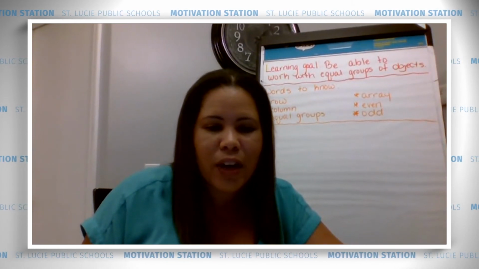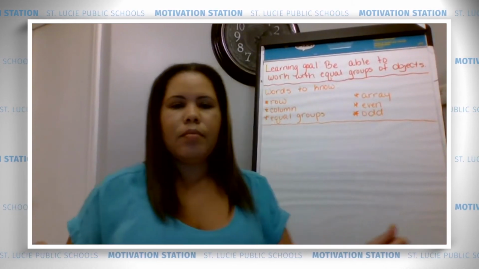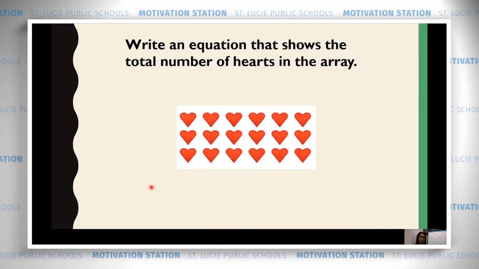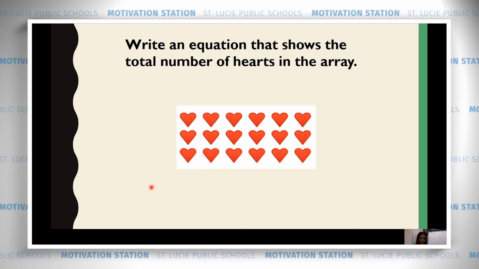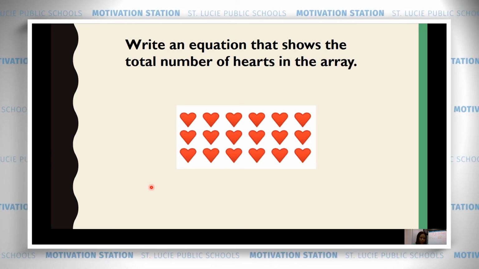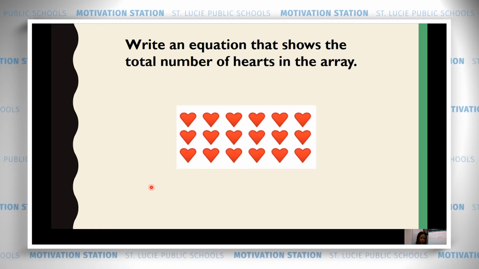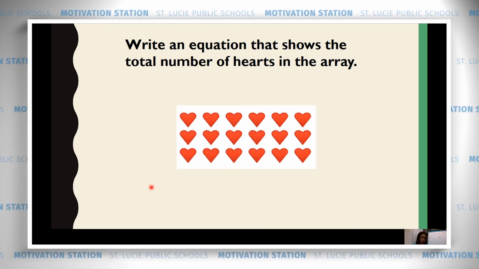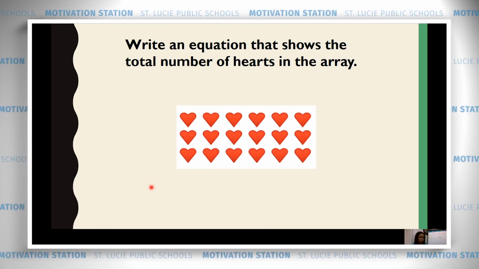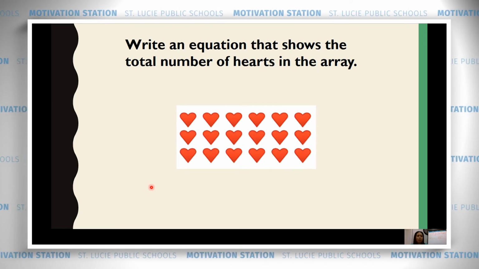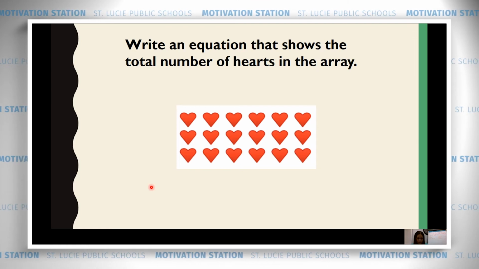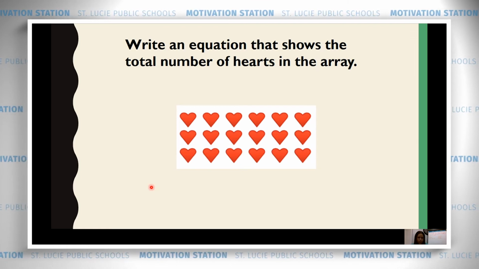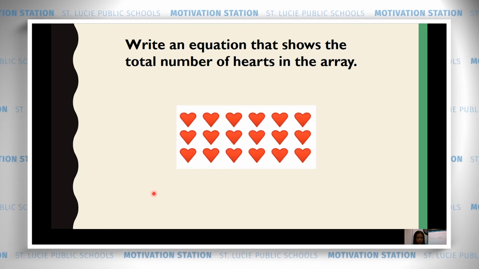How are you guys doing? I hope we're doing okay. Let's try another. Write an equation that shows the total number of hearts in the array. Are you counting the hearts? Do you have your counters or your beans or crackers that you are building this array? I'm going to build mine using counters to look exactly like the hearts here.